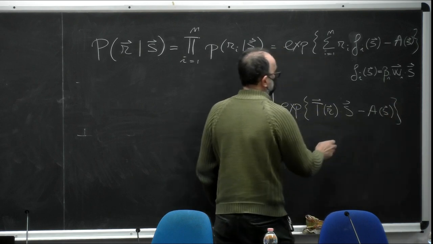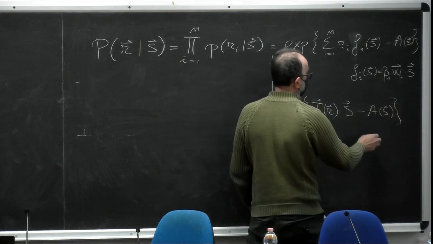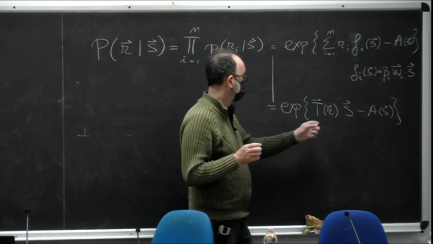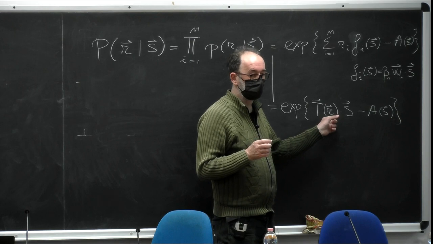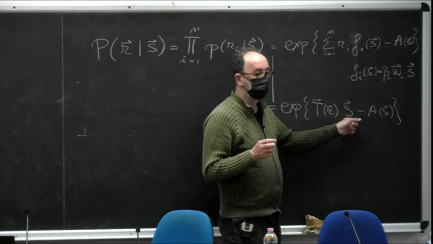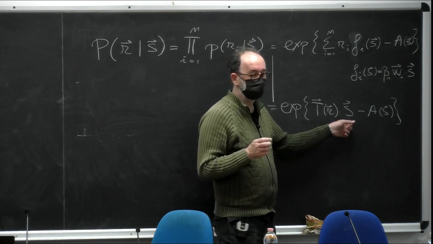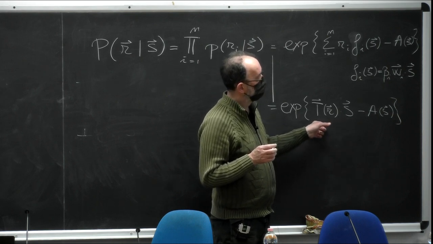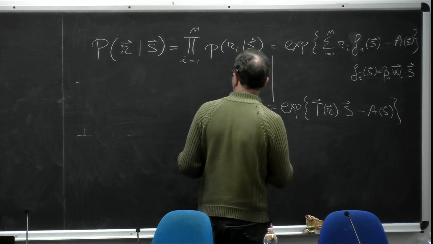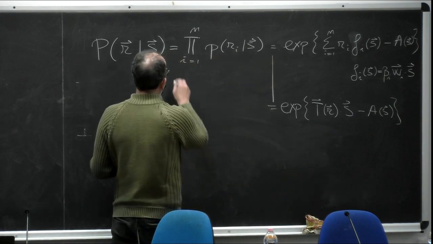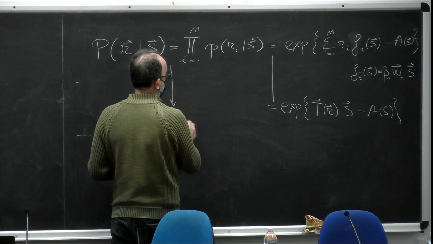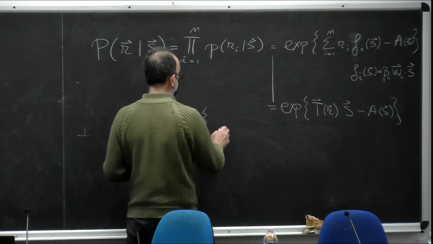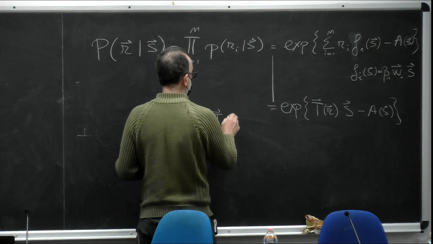I think now what you're saying is that here you can introduce a correlation, an interaction between the different R. As long as it does not depend on the stimulus, then this is still sufficient statistics. Okay, so the only requirement is that the joint conditional probability can be written in the exponential form as written on the board, right? Yes.